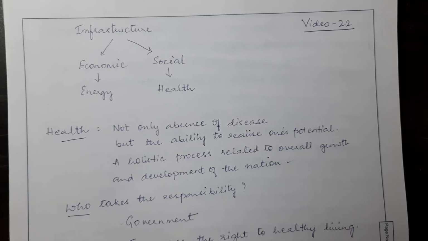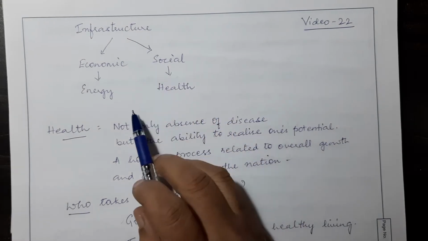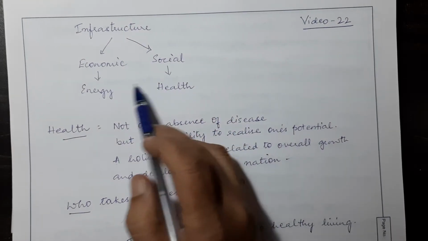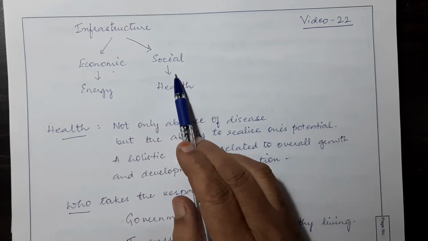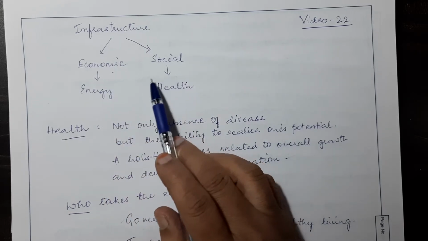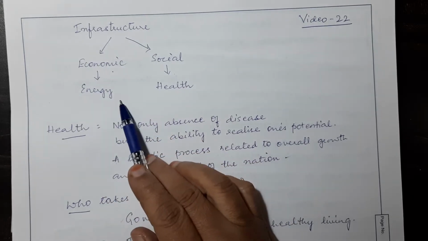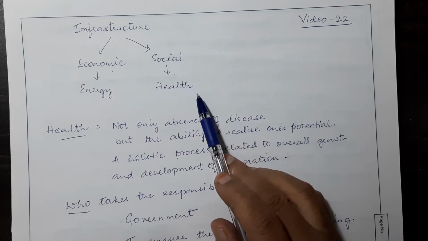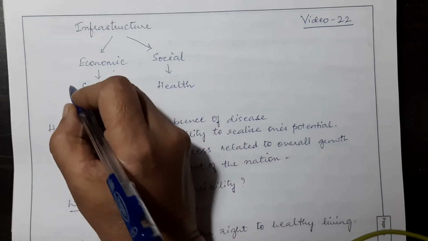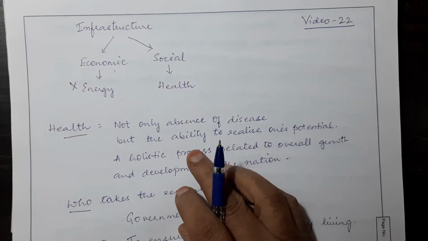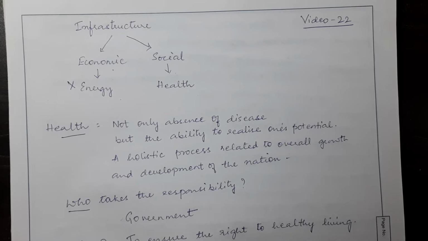In our video number 22, we will be discussing infrastructure. In our previous video, we learned the infrastructure consists of the economic infrastructure and the social infrastructure. Under the economic infrastructure, we have energy, and under the social infrastructure, we have health. Now, for this year, this energy has been deleted, so we are going to discuss only health. So let's discuss the health infrastructure.